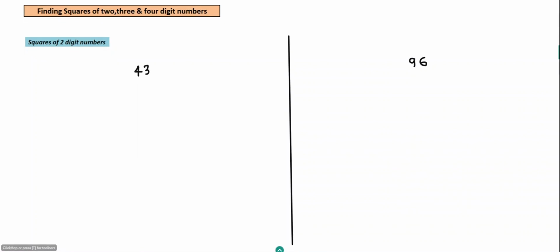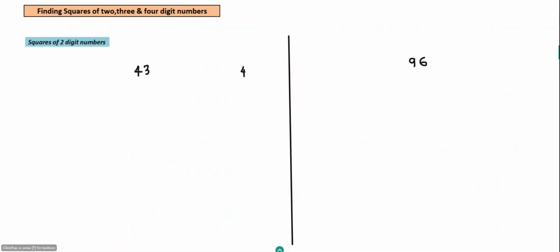In this video, I'm going to show you an easy method of finding the squares of 2-digit, 3-digit, and 4-digit numbers. So let's understand this method by finding the square of 2-digit numbers. Here we have the first 2-digit number, 43, and we are going to find its square.